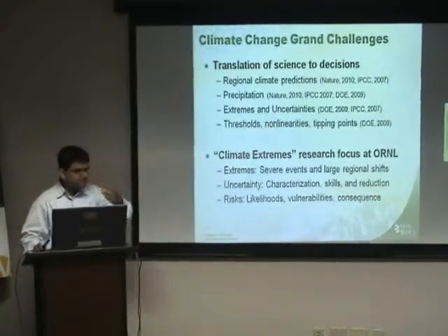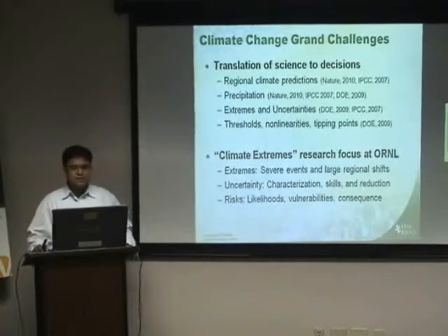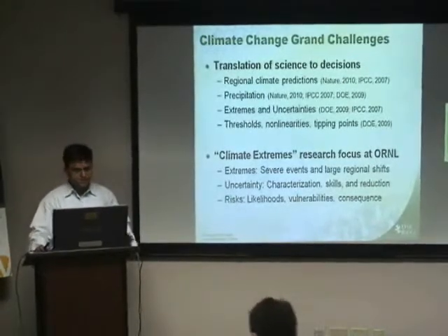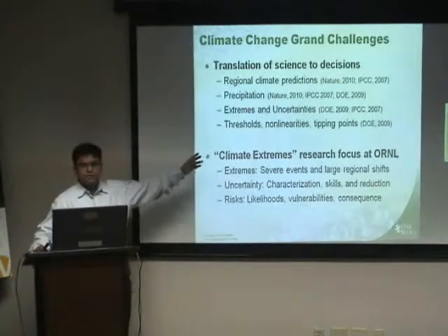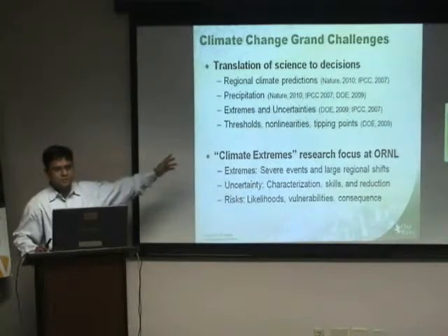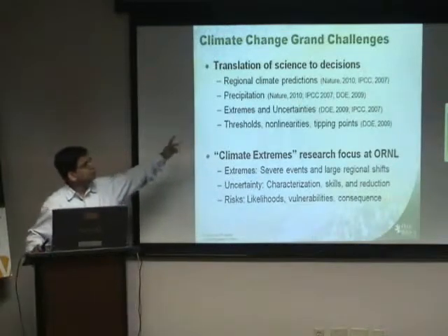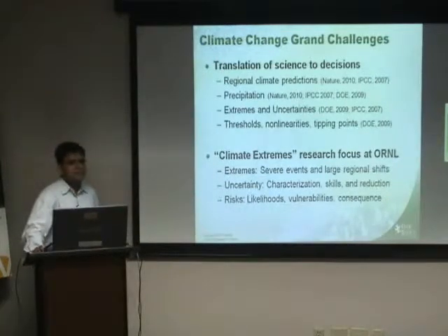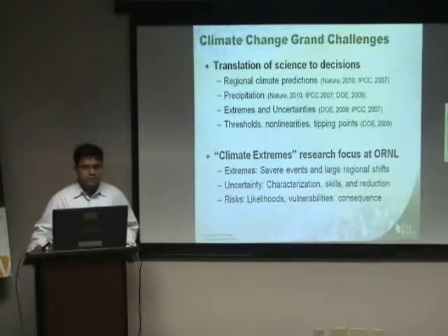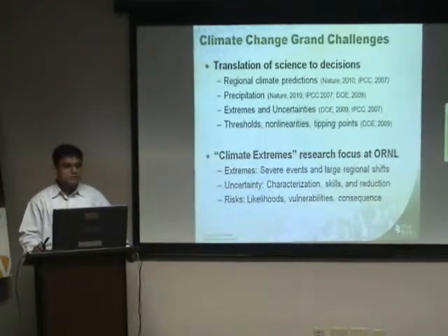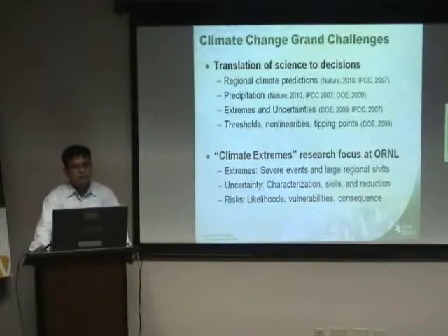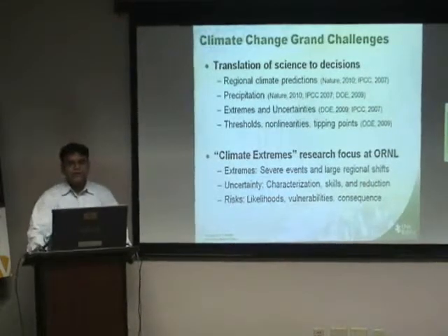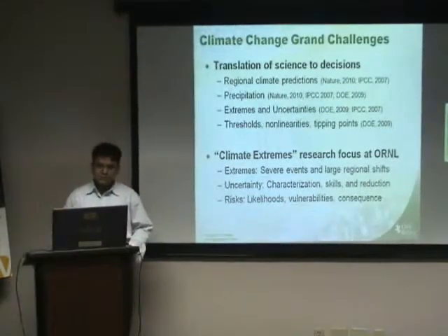So one recent article in Nature mentioned that some of the major challenges in climate science, I mean, of the 4 real holes in climate science, that's what they called it, 2 were regional climate prediction and precipitation. Regional prediction includes extremes, and uncertainties are all part of this, and in the context of translating these to impacts, thresholds, nonlinearities, and tipping points, and feedback between systems become very important.